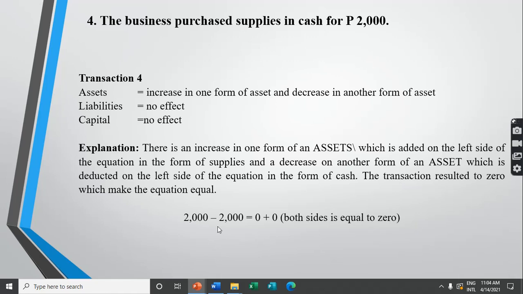Of the equation in the form of supplies, and a decrease in another form of an asset, which is deducted on the left side of the equation in the form of cash. So, nag-increase ka sa supplies pero nabawasan yung cash mo ng 2,000. So, wala ding effect. Magiging 0 din ito, di ba? So, both side is equal to 0. Okay? Number 5.